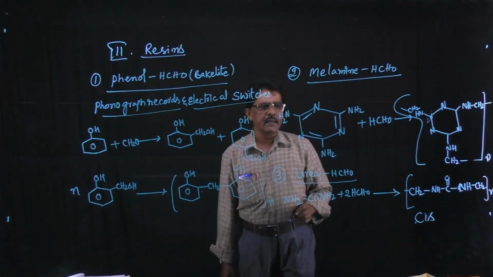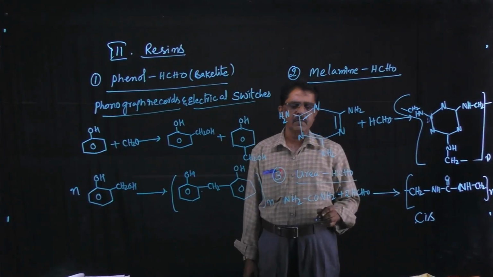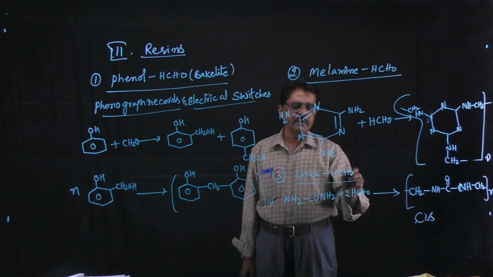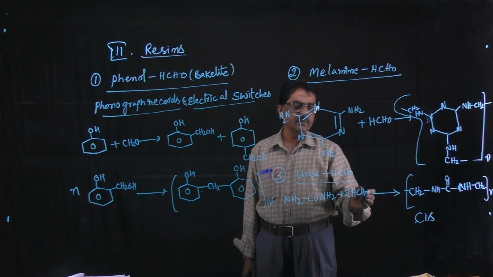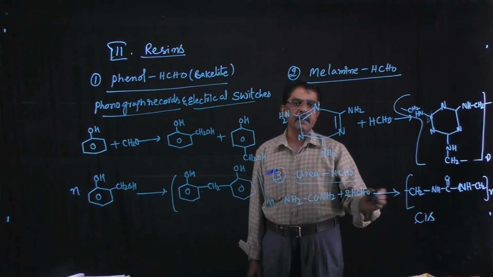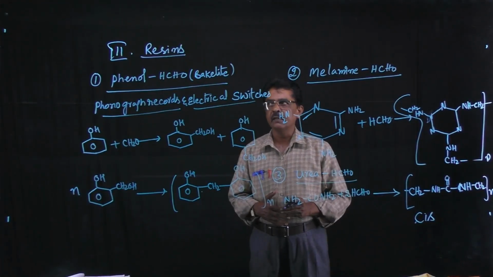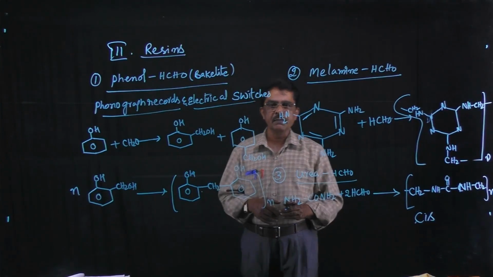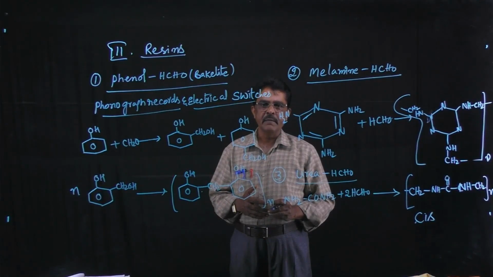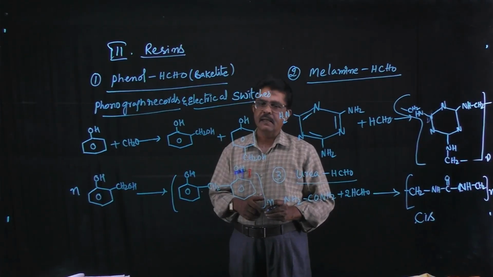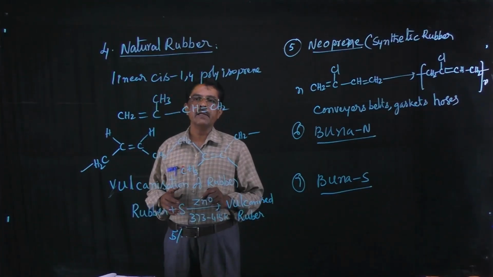Melamine and formaldehyde resin: melamine reacts with formaldehyde to give melamine formaldehyde resin. The third one is urea formaldehyde resin. Urea combines with formaldehyde to give urea formaldehyde resin. These are the polymers of the third type. First one is polythenes. Second one is polyamides. Third one is resins. Understand? Next, the fourth one is natural rubber.